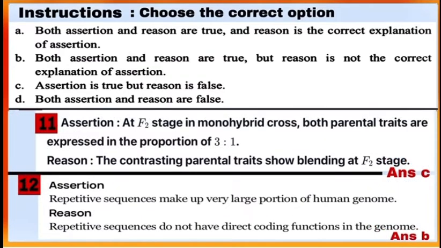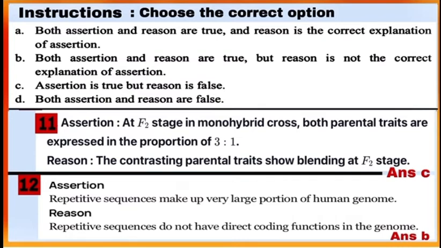Question 11. Assertion: At F2 stage in monohybrid cross, both parental traits are expressed in the proportion of 3:1. Reason: The contrasting parental traits show blending at F2 stage. Correct option is C. In F2 stage, both parental traits are expressed in the ratio of 3 dominant and 1 recessive. So assertion is correct. But the reason statement is false. Its correct form is: the contrasting parental traits do not blend at F2 stage in monohybrid cross. So A is true but R is false.